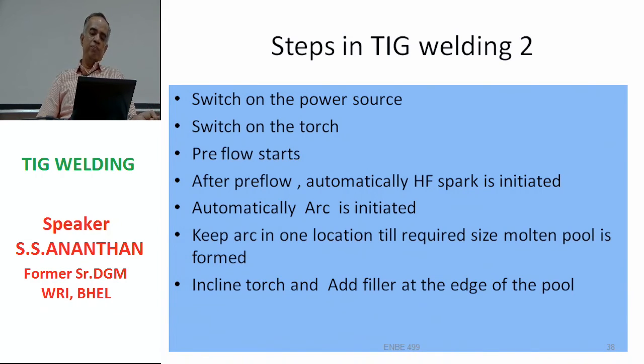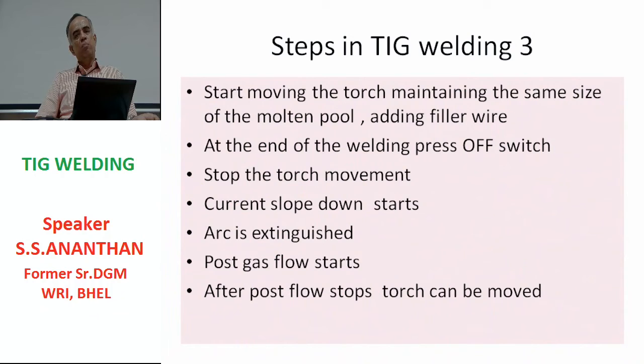arc will be initiated. As we discussed earlier, the arc first is initiated and kept in a particular location, heating the job. Once a sufficient molten pool is created, the torch is inclined, filler wire addition is started. Once sufficient amount of buildup is taking place, then arc is moved to the next location, and this sequence continues till the weld is really completed. Now, once the full welding is completed, then you switch off the system.